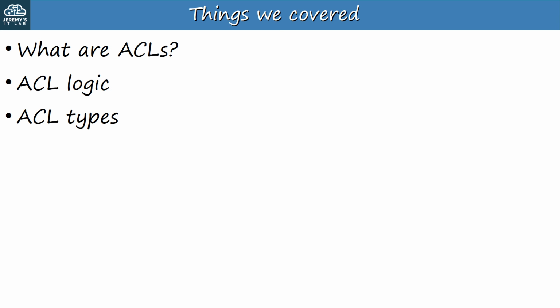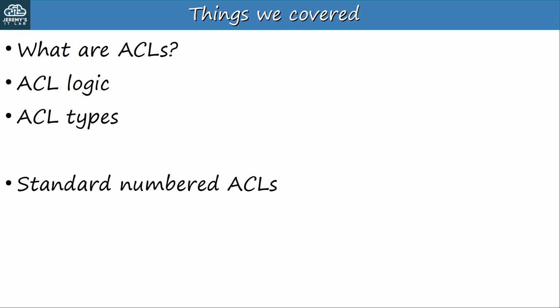I introduced the ACL types you need to know for the CCNA. They are standard ACLs and extended ACLs, and each of those can be configured as numbered or named ACLs. In this video, I covered standard ACLs, which are simple and just match traffic based on the source IP address of the packet. I showed two main ways of configuring standard ACLs: standard numbered ACLs and standard named ACLs. They are both just different ways of configuring standard ACLs.